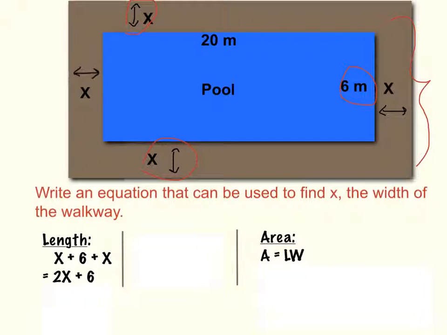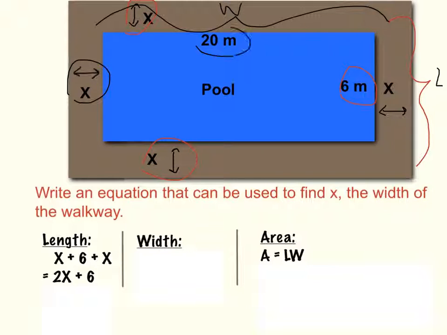I also need a width now. So for my width, the width of our rectangle, we can say goes side to side, and that makes up our width. So that was our width and our length. Now I need to look for all the pieces that go side to side that make up my width. So we have an x, 20 meters, and another x.